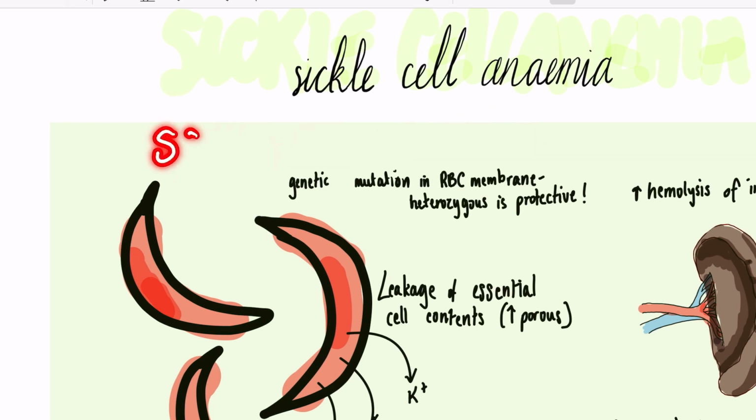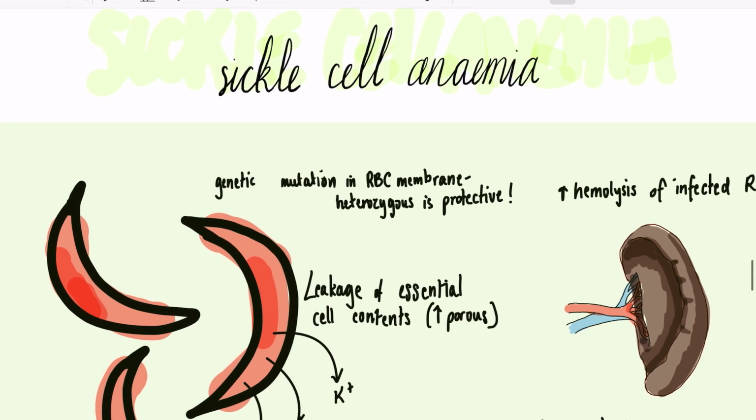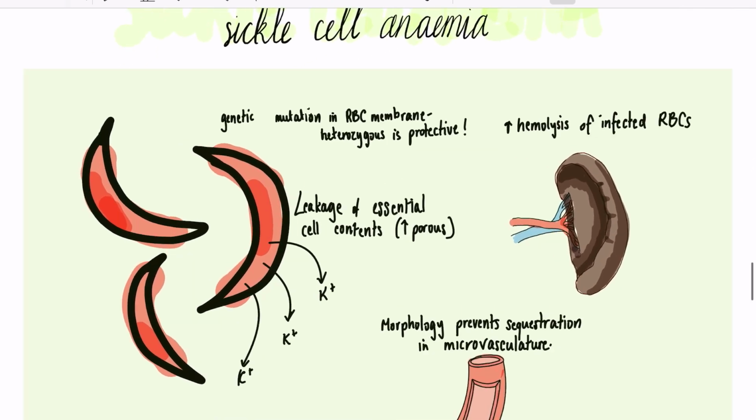However, if someone has two sickle cell genes, so they're homozygous for the sickle cell mutation, this means that they can have the more severe form of sickle cell disease. And because your red blood cells are needed for oxygen carrying, this can lead to severe disease, as well as the fact that sickle cells undergo more hemolysis.